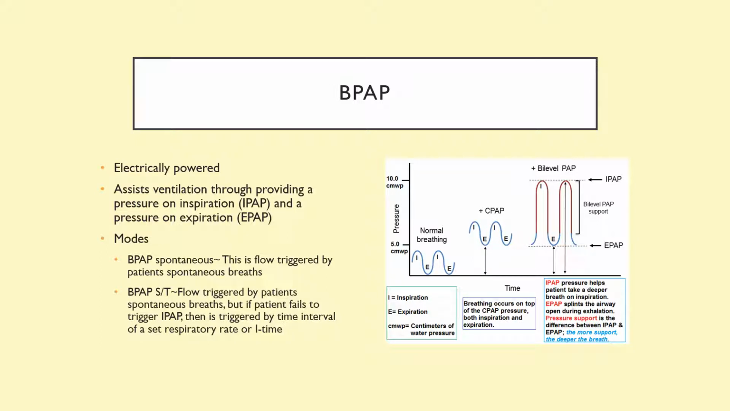Okay, bi-level therapies, also called BiPAP or BPAP. Some manufacturers will call it VPAP, with the V as in Victor. They're electrically powered. This is just a review of what you already know. They assist ventilation by providing a pressure on inspiration, which we call IPAP, and a pressure on expiration, which we call EPAP. There's two different modes.